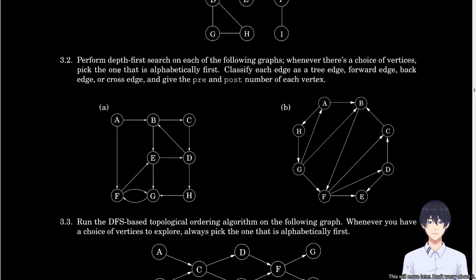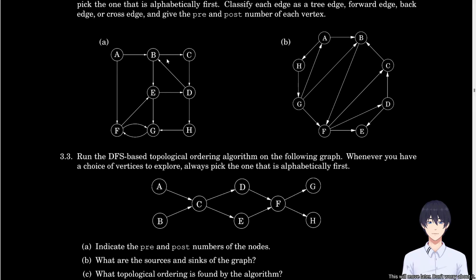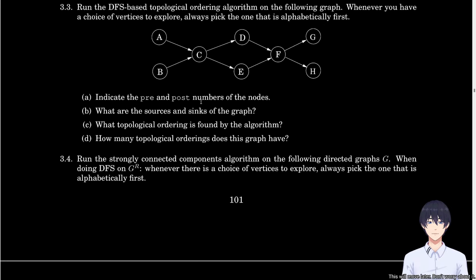Perform depth first search on each of the following graphs. Yes. This is the same as before. Wait, anything? Oh, they're directed now. Which is fine. I know how to do it. Run DFS based topological ordering on the following graph. Did you tell me how to do that? It's post numbers, right? Yeah, it's just post numbers.